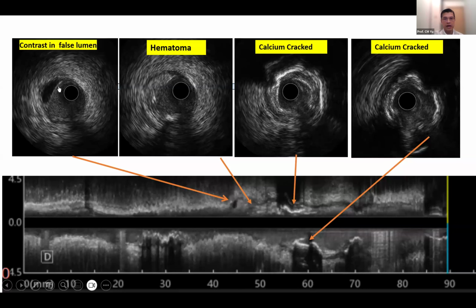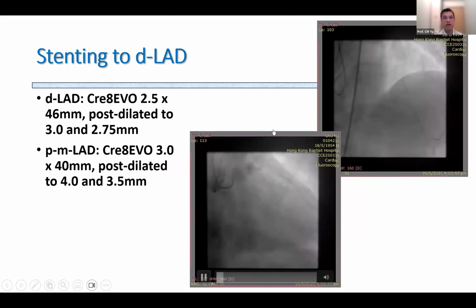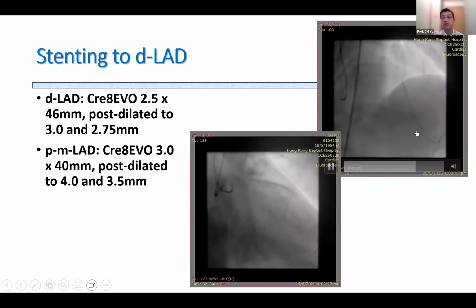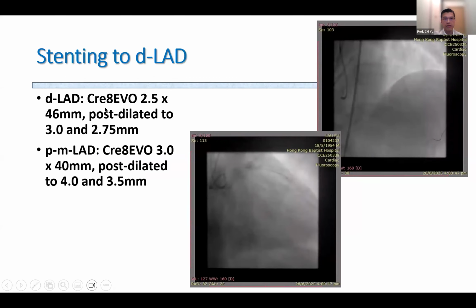Further distal down, beyond the CTO cap, there is evidence of the hematoma and also the false lumen from the previous operation, and also it shows the circumferential calcification over the CTO segment, which was cracked, and here it shows more proximal segment as well. So we went down from distal and gradually up to the proximal, with the distal getting a very long Create 2.5 times 46 mm stent, which was further post-dilated by the 2.75 and also the 3 mm balloons.